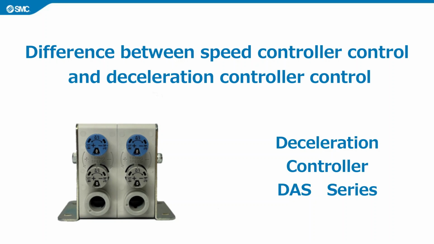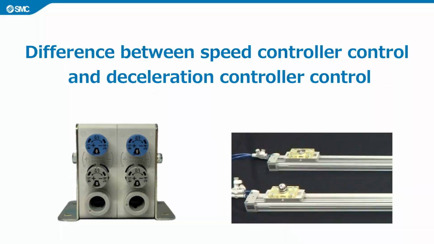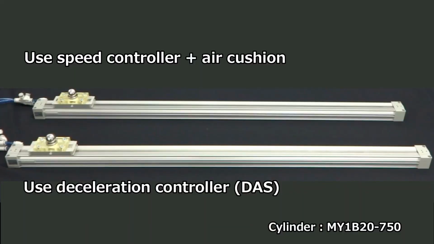We will introduce the difference of the cylinder behavior using a speed controller and a deceleration controller. The above cylinder is controlled by a speed controller and air cushion built in, and the below one is controlled by using the deceleration controller only. Both cylinders are adjusted to actuate at the same timing.